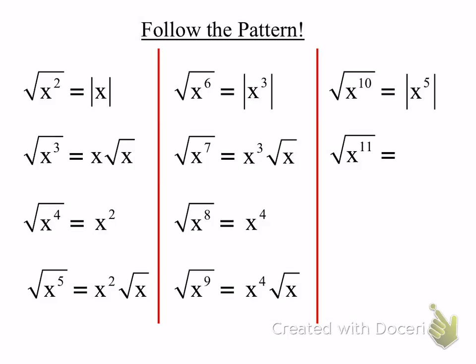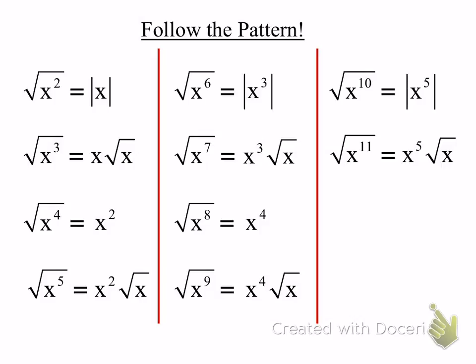What's next? Camilla. It'd be x to the 5th times radical x. Good. Because the closest even is x to the 10th. That's x to the 5th, and then I'm left with one more x. Lily, are you clear?